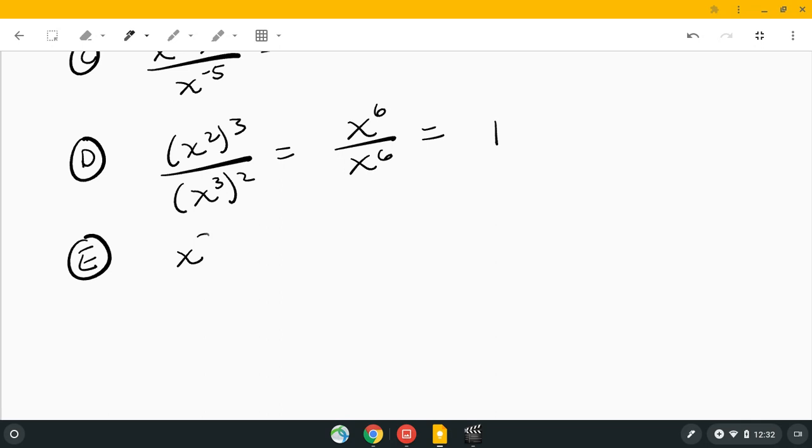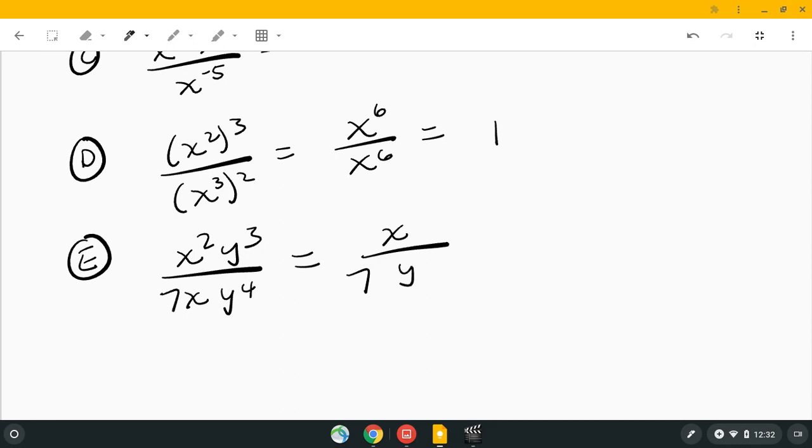Okay, let's take a look at this one. 7x, y to the 4th. Here, this x cancels with 1 up here, so I'll have x to the 1st up. The 7 will stay. Nothing happening with the 7. And then over here, these 3 will cancel with 3 here, leaving me with 1 down below. So that would be my answer.